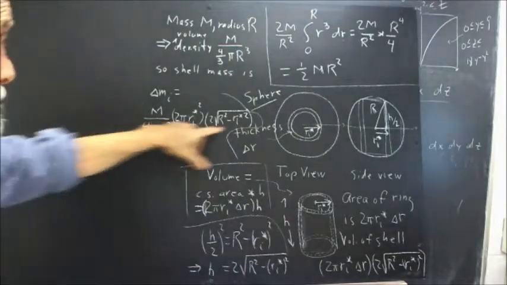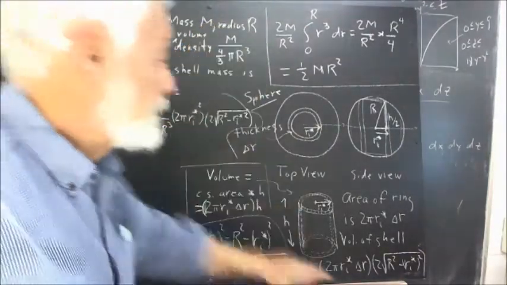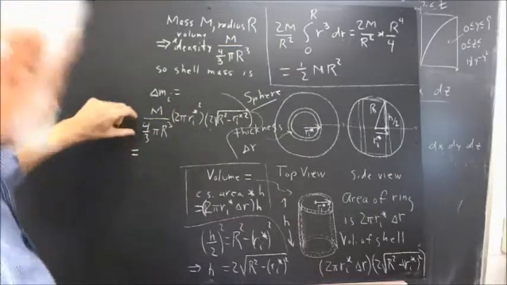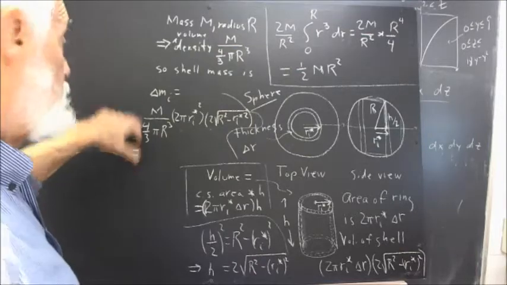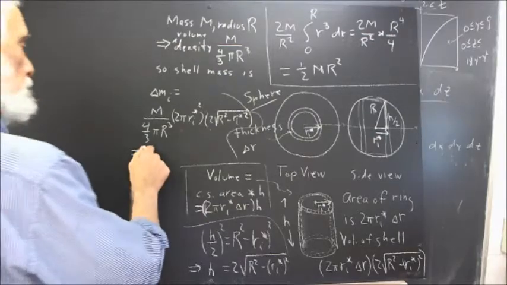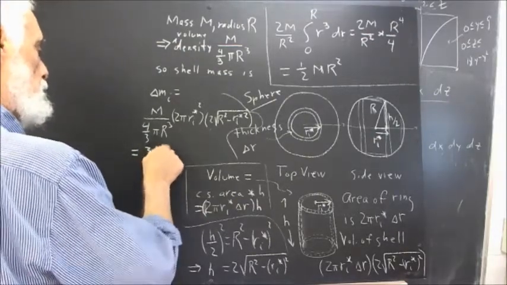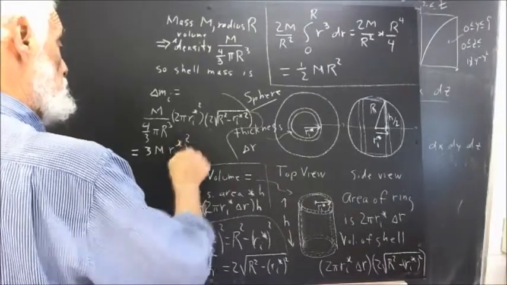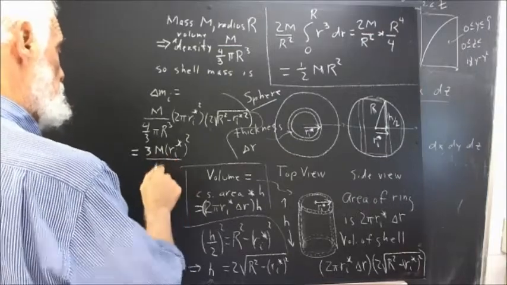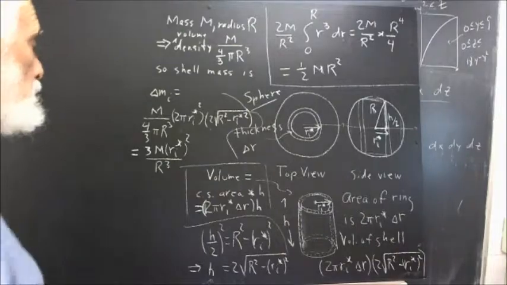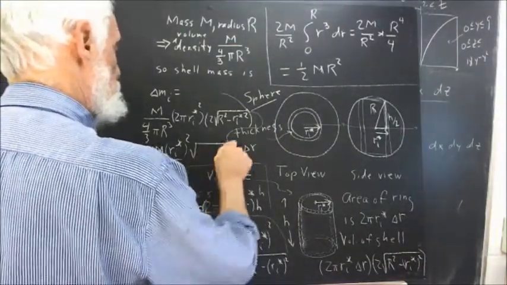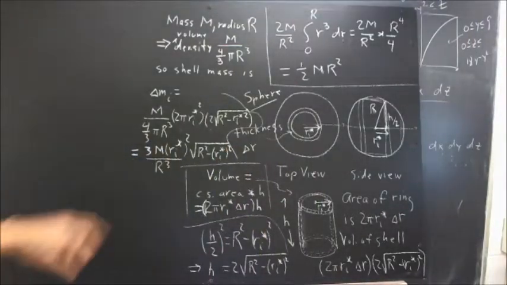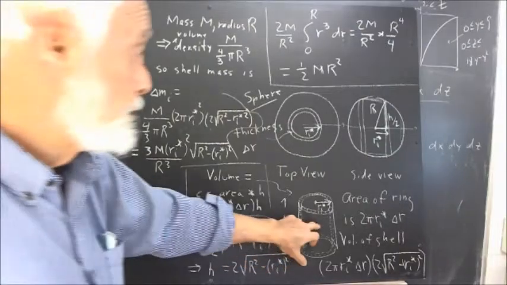In any case, it's just this multiplied by this. Now we can do a little simplification. The 2 times the 2 is going to give us 4. Dividing by 4/3 is the same as multiplying by 3/4. The 4s will divide out, leaving us a 3. So we're going to end up with 3M, the pi's are going to divide out, r sub I star squared, a big R cubed in the denominator, and then the square root of big R squared minus r sub I star squared. So that's going to be the mass contribution of this shell.